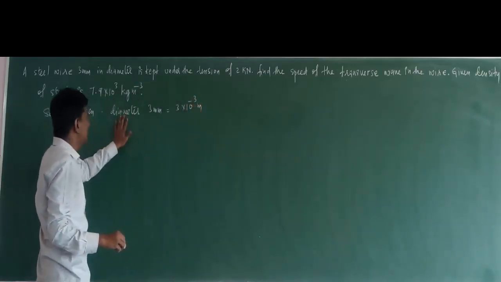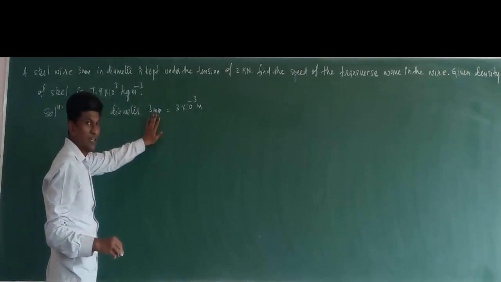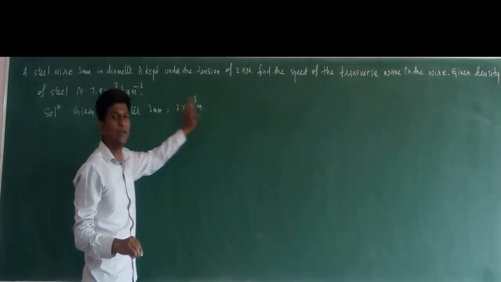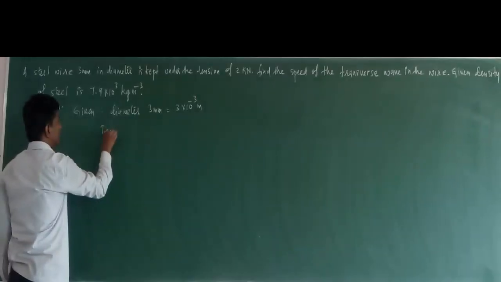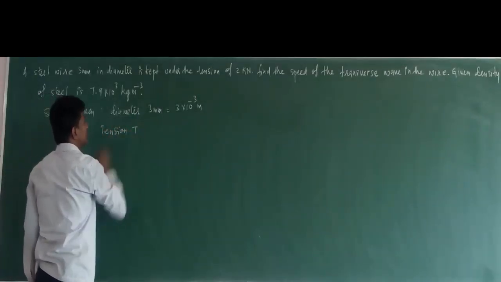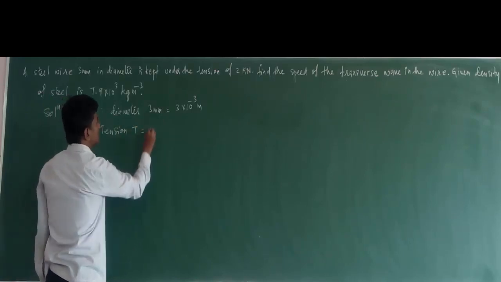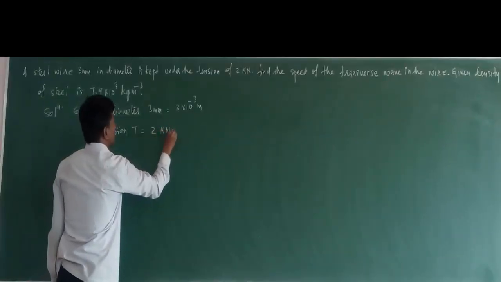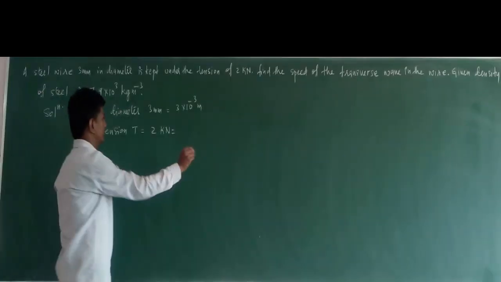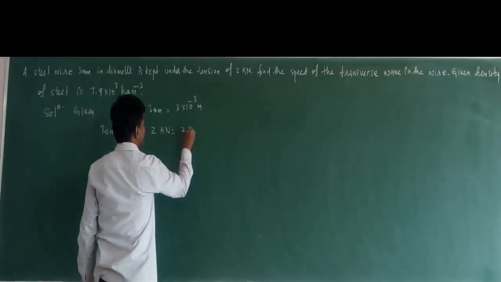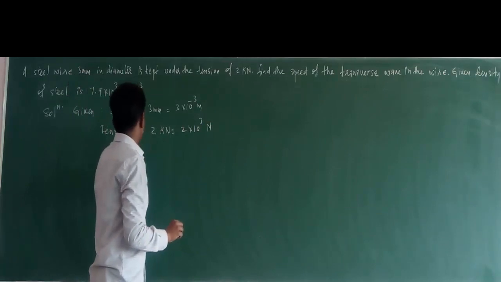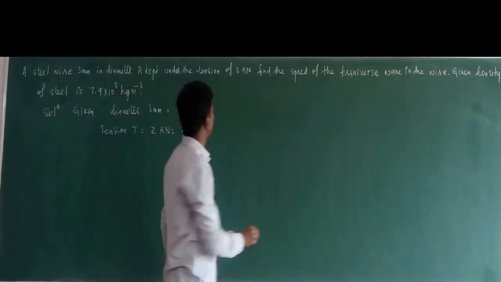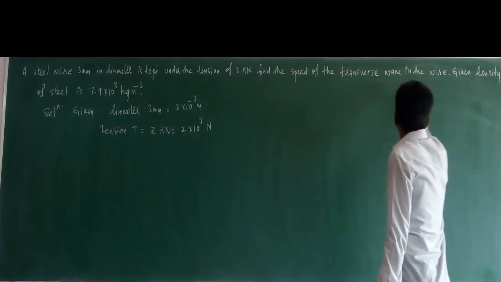So we have to convert the diameter of the wire, which is given in millimeter, into meter. Next, the wire is kept under the tension of 2 kilonewton. So tension is also given to you, denoted as capital T. Tension is 2 kilonewton, where kilo stands for 10 raised to 3, so we write it as 10 raised to 3 Newton. T is equal to 2 into 10 raised to 3 Newton. Find the speed of the transverse wave in the wire.